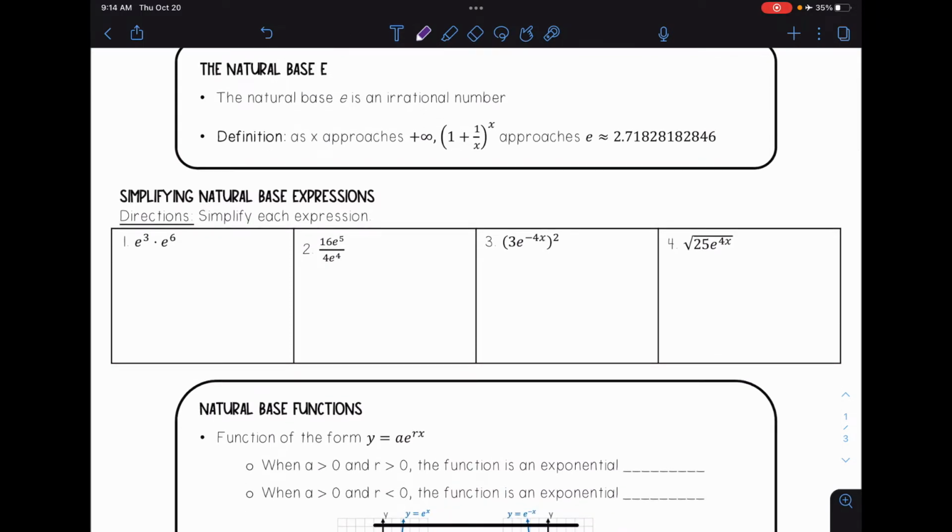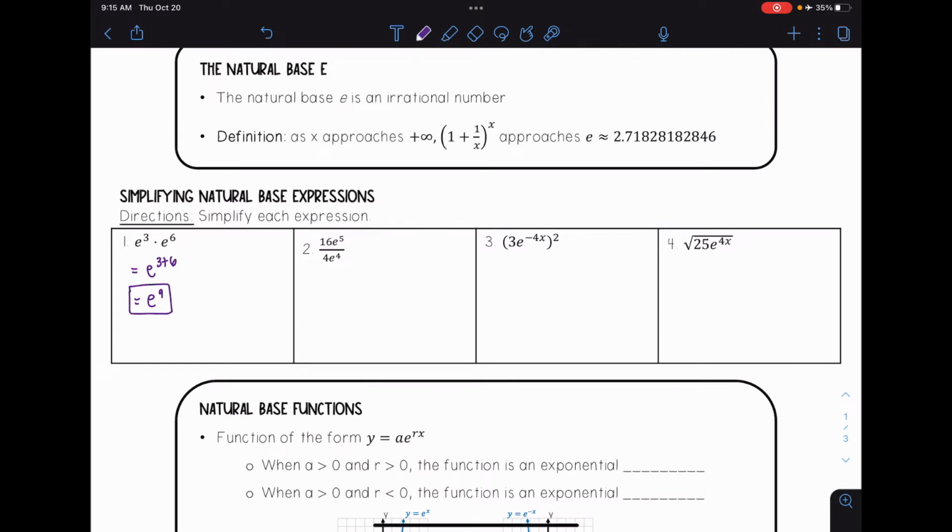First, let's practice simplifying natural base expressions. We're going to simplify each of these. Number 1, I have e to the third times e to the sixth. We're going to be using our properties of exponents like we did in our previous unit. If I'm multiplying two things with the same base, here they both have the base of e, that means I add the exponents. So this is e to the 3 plus 6, which is equal to e to the 9th power.